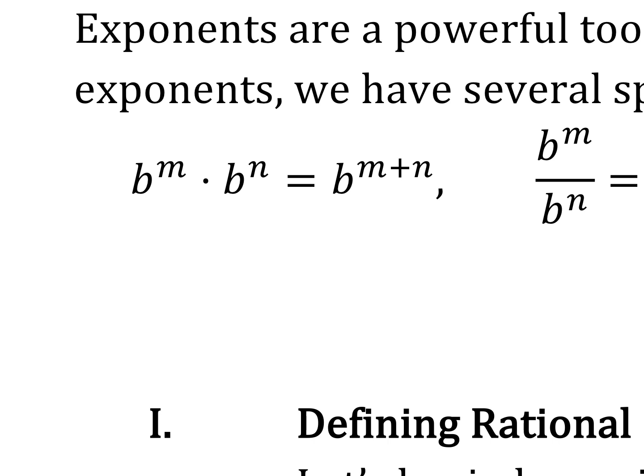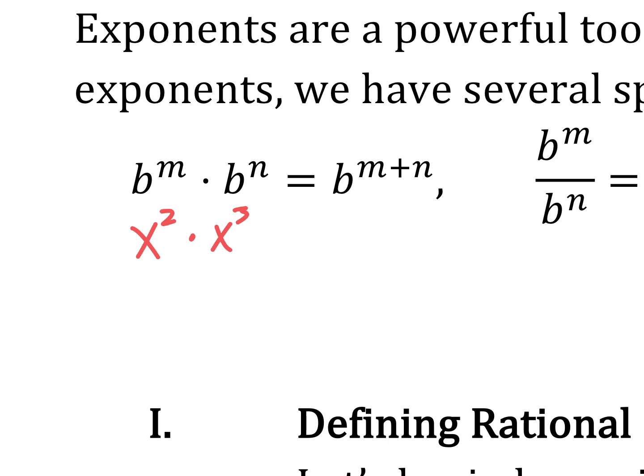We have our product rule that says if we have b to the m times b to the n, we add the exponents if we're multiplying these powers. Let's see where that comes from. The nice thing about exponent rules, I should say, is that we can quickly convince ourselves of what they mean.